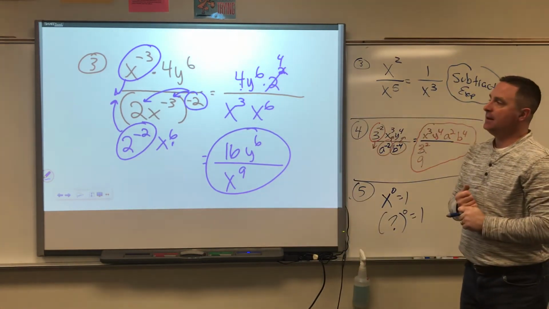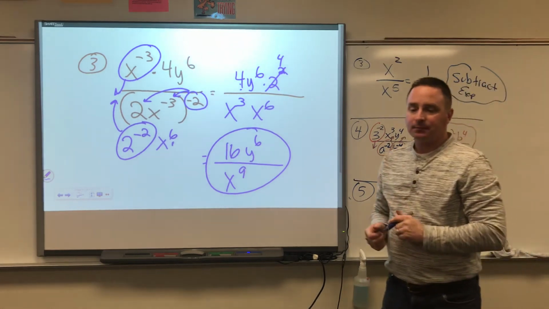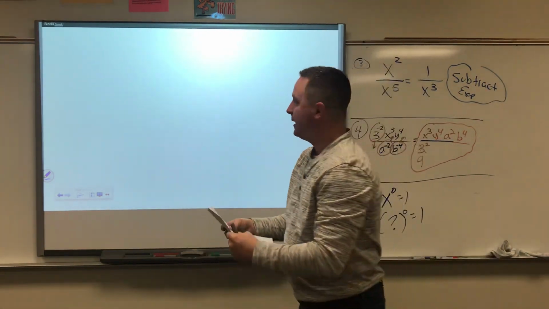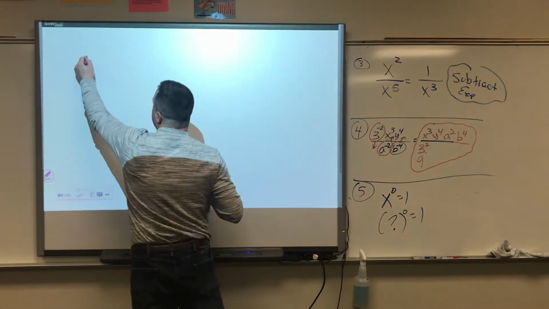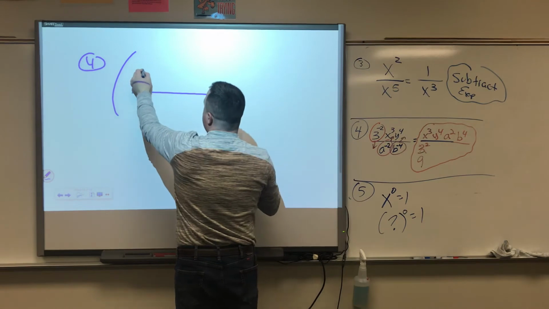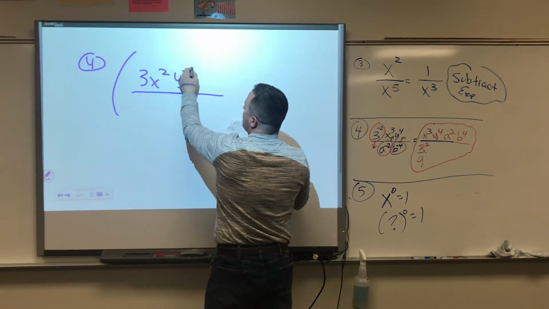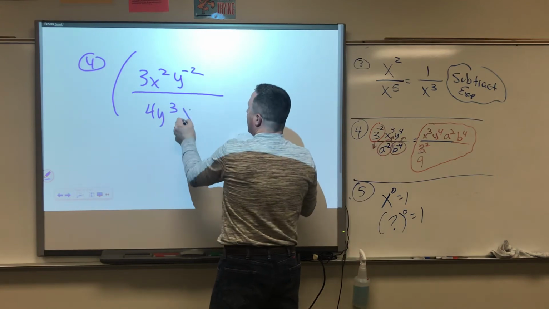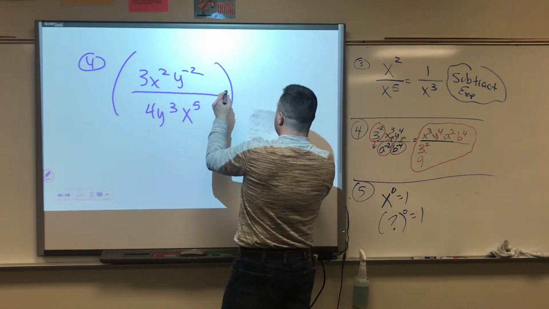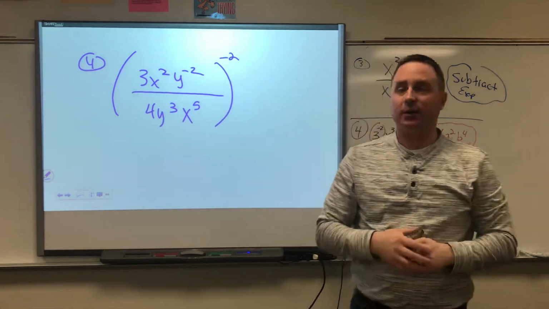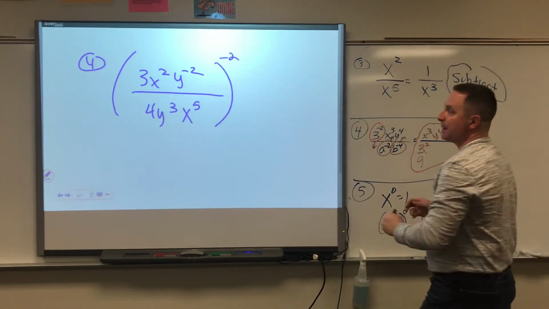Okay, there's the third one. Okay, all right, I got one last problem for us here. Okay, it looks like this. Here's number 4, the fourth and final one. I have a 3x squared y to the negative second, over 4y cubed, x to the fifth, all raised to the negative second power. So here's one of these great big ones. Looks kind of big and scary.